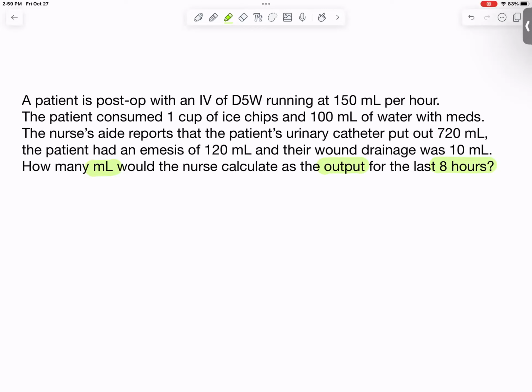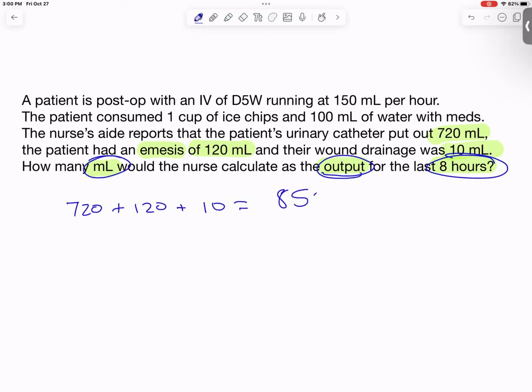Now the aide reports the patient urinary catheter. Okay, urine, yes. Emesis is vomit, yes. Wound drainage, yes, I'm counting it. This is how I approach these type of questions. You don't know what to do until you read what they want. All right, so as output, what is the patient's output over the last 8 hours? Right, 850 milliliters. That's exactly what it's asking you. So please be cautious when you read these type of questions. You've got to read the whole thing.